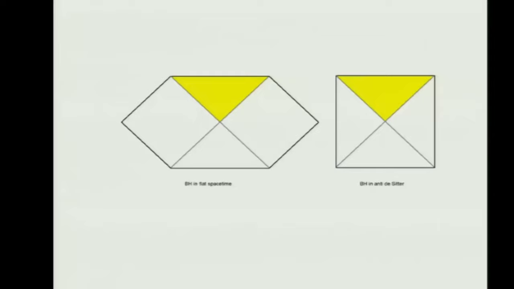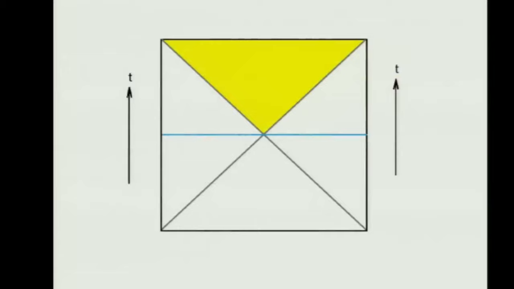This is a black hole in anti-de Sitter space. The yellow region here is behind the horizon. The white regions out here are in front of the horizon. And some of you know this picture. This picture here is anti-de Sitter space with a black hole, or actually a pair of entangled black holes, connected through a wormhole in the center. And this is the region behind the horizon, the yellow region.